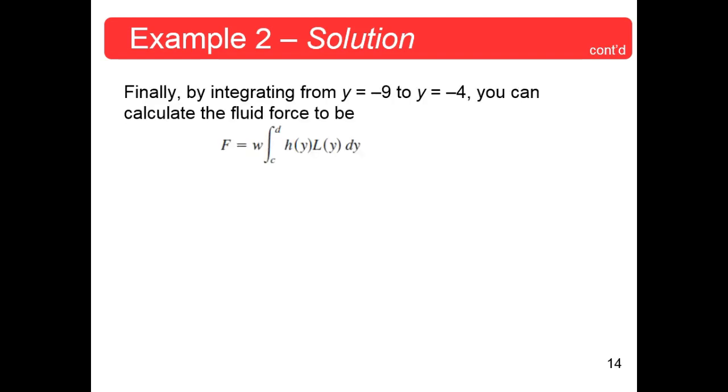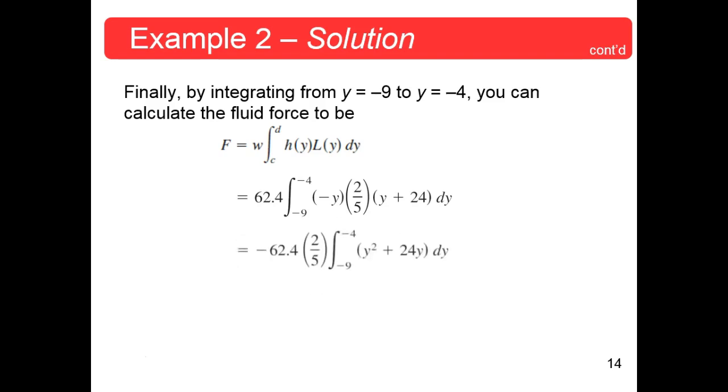And finally, by integrating from -9 to -4, you can calculate the total force. I had forgotten to bring out my density in front. That's where I messed up. I was just doing the integral. And there's your integral 62.4 from -9 to -4 of negative y times 2/5 y plus 24, which doesn't seem like any way in the world that would come up with the same thing ours did.